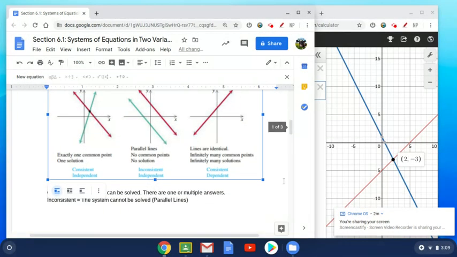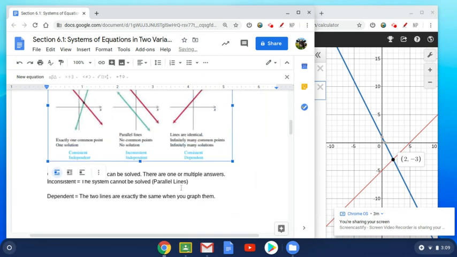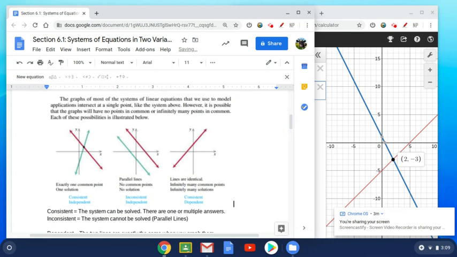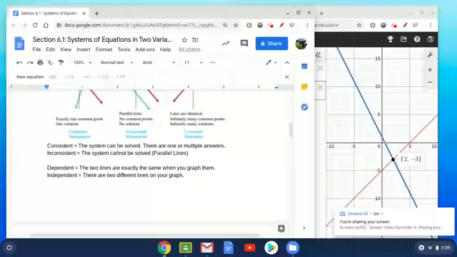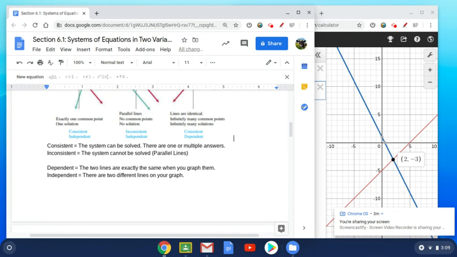A couple other things I want to mention. So there are a few different things that can happen when you have a system of equations. Let me get this all on one page here. So the first thing that could happen is that you can have a system that can be solved. Just like the one we just did, those lines do intersect. That is called a consistent system. Now, we will look at some examples later.